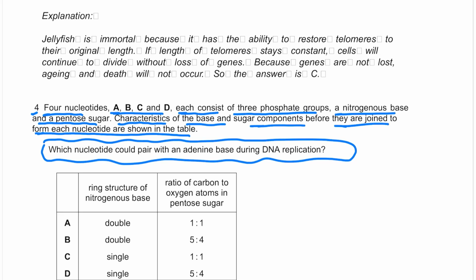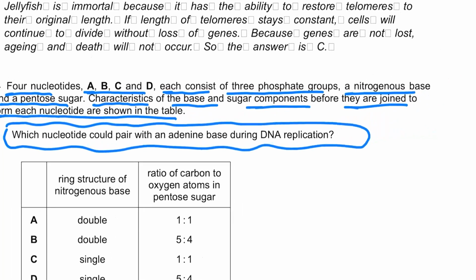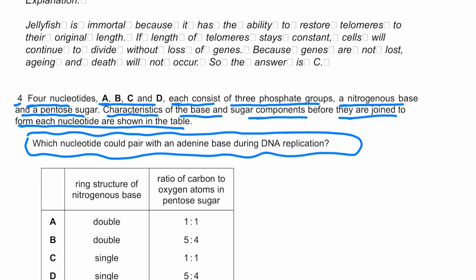Okay guys, so they are saying that there are 4 nucleotides and each consists of how many phosphate groups? 3 phosphate groups, a nitrogenous base and a pentose sugar. And over here there are characteristics of individual components of the nucleotides before they are joined to form the nucleotide. We have to select a nucleotide that could pair with an adenine, which means that the nucleotide must contain what? A thymine base. Why not uracil? Because guys, they are talking about DNA replication.